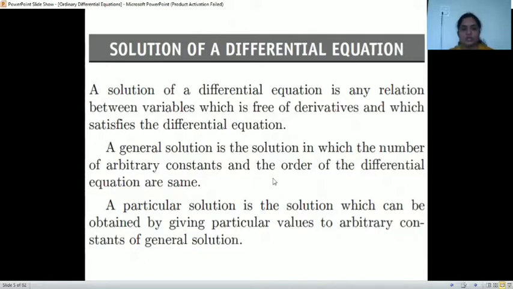Then the general solution is the solution in which the number of arbitrary constants and the order of the differential equation are the same, right? We already have seen this in LDE, in your first unit of M3. That is, whatever the roots, they are equal to the number of constants and it is equal to the order of the equation, right? And then a particular solution is the solution where we put particular values to the arbitrary constants. Then what we get is called a particular solution. In the general solution, after substituting some particular values, we get the particular solution.